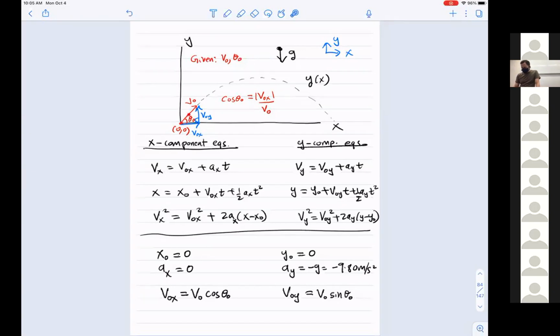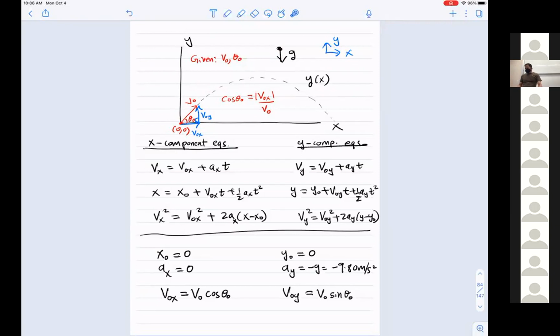So you launch a projectile with some initial velocity v naught at an angle theta naught. And this is two-dimensional motion with constant acceleration because once it's launched, the only acceleration it experiences is due to gravity, which is pointing straight down with a magnitude of 9.8 meters per second squared. And there is no acceleration along the x direction.